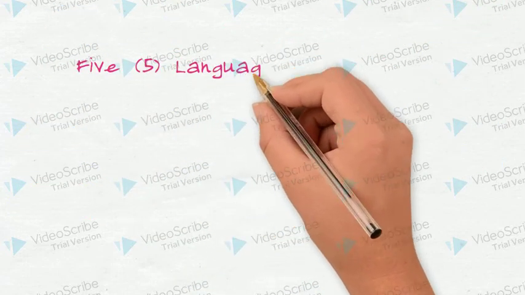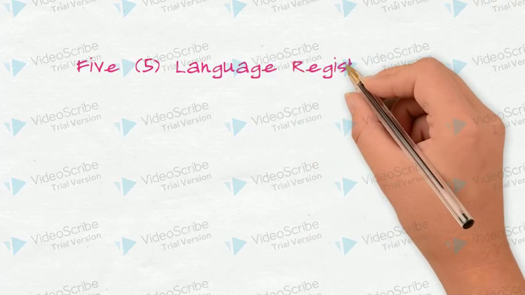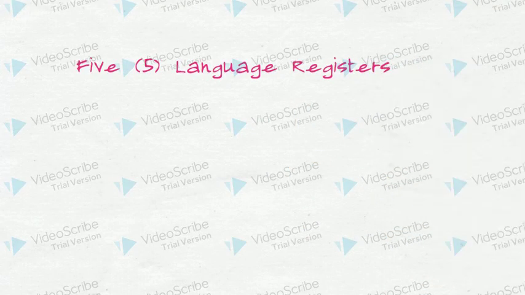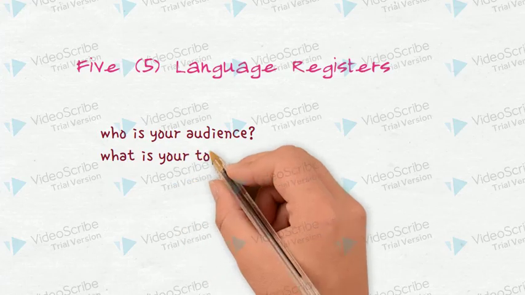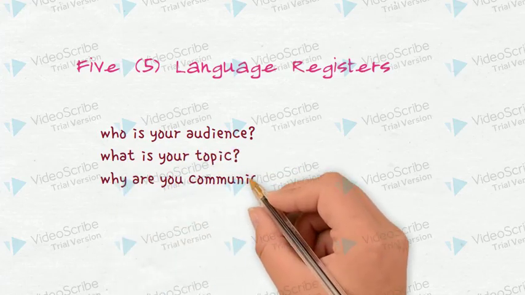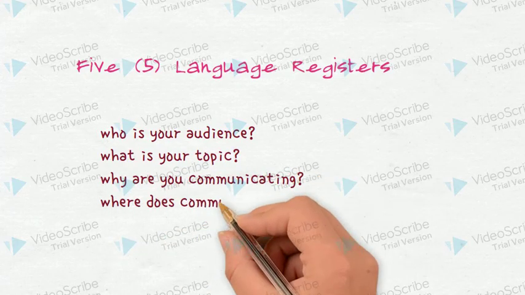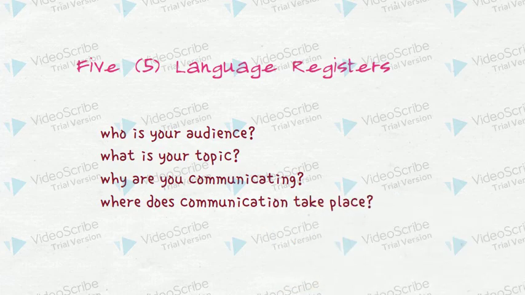There are 5 language registers. Each level has an appropriate use that is determined by differing situations. It would certainly be inappropriate to use language and vocabulary reserved for friends when speaking in the classroom. Thus, the appropriate language register depends on the 4 W's: who is your audience, what is your topic, why are you communicating, and where does the communication take place.